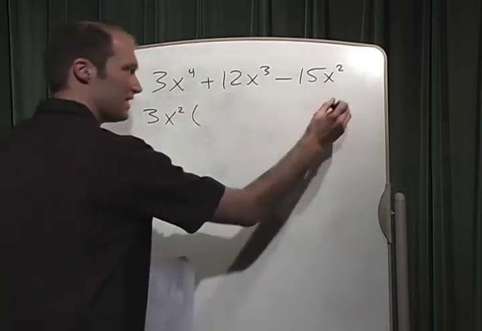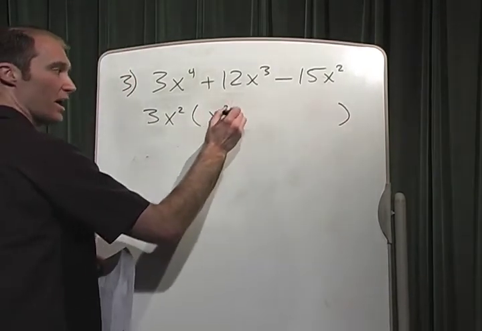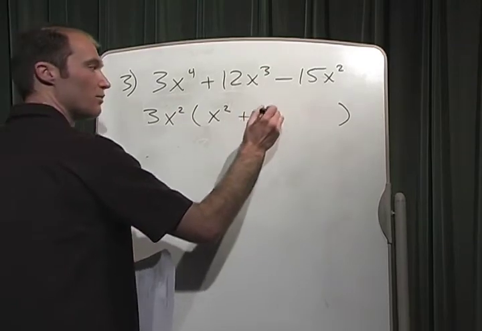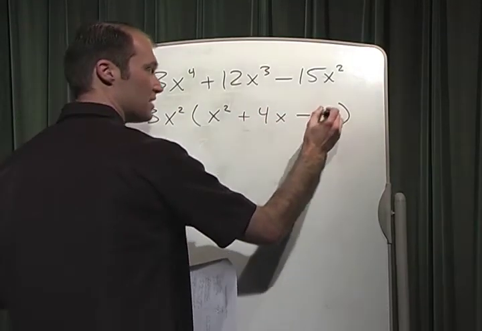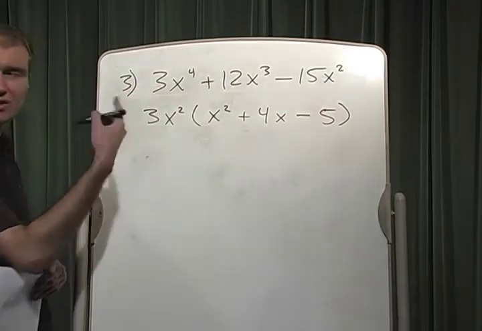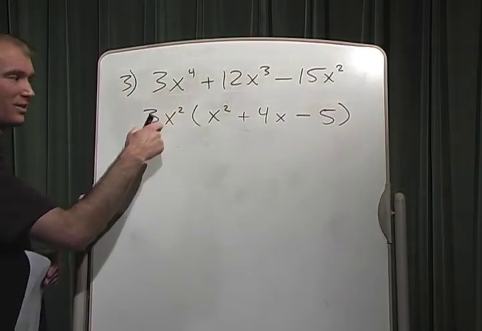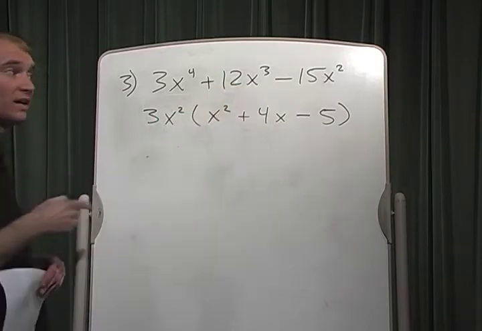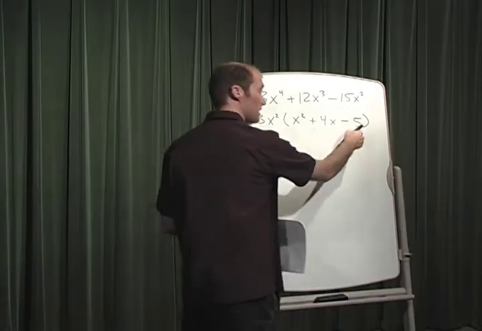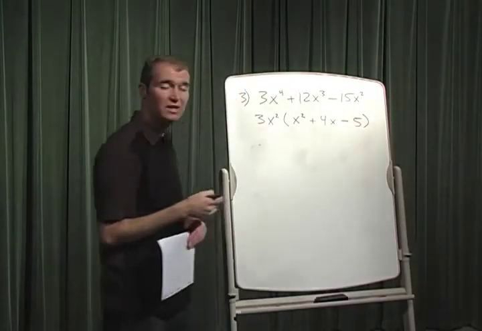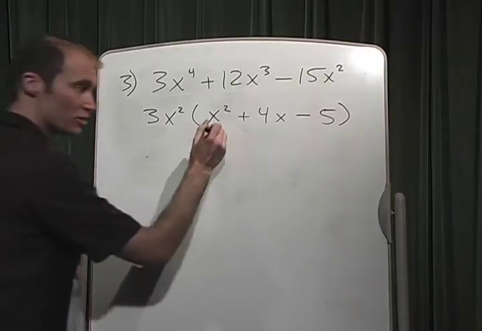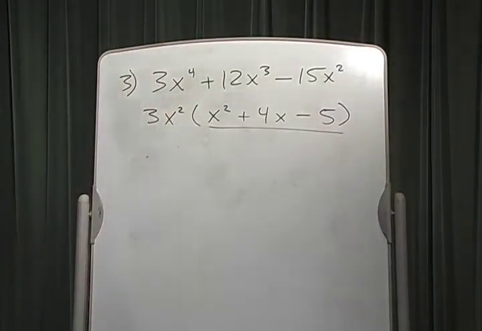So what's remaining is x squared plus 4x minus 5. Now let's just distribute that just to make sure. 3x squared times x squared is 3x to the fourth. 3x squared times 4x is 12x cubed. 3x squared times negative 5 is negative 15x squared. And now this trinomial right here fits the form that I want.